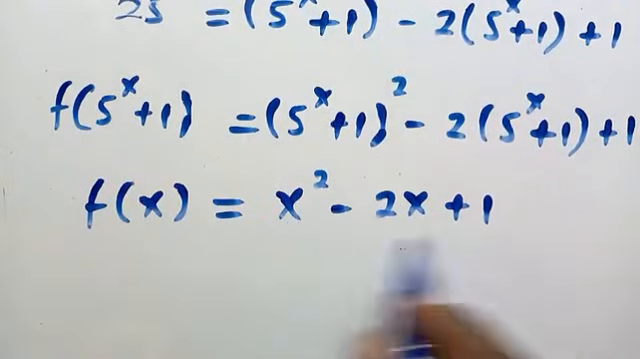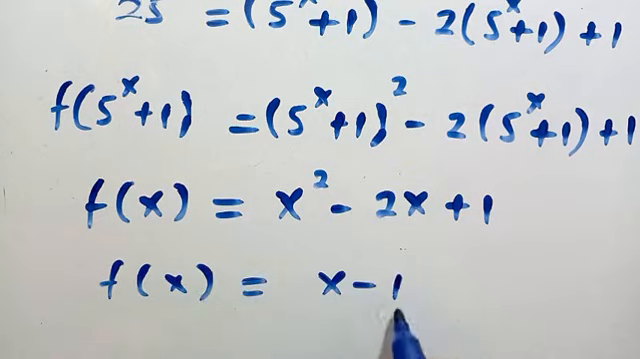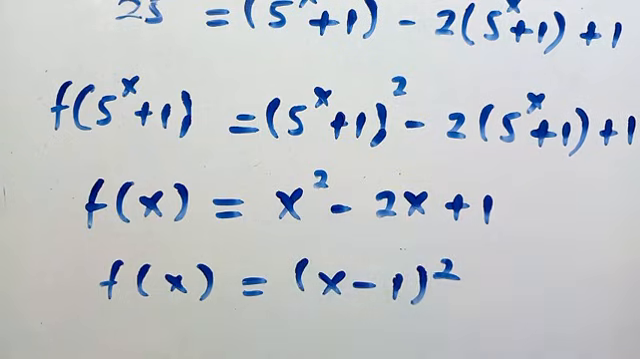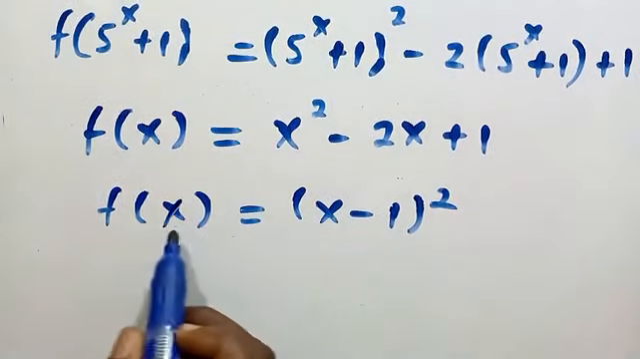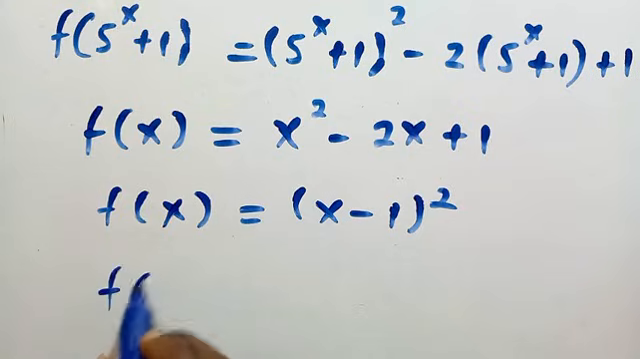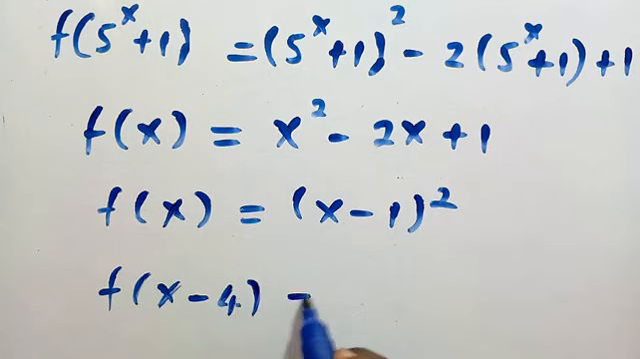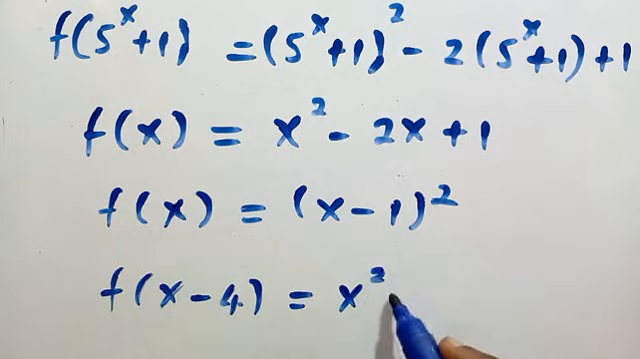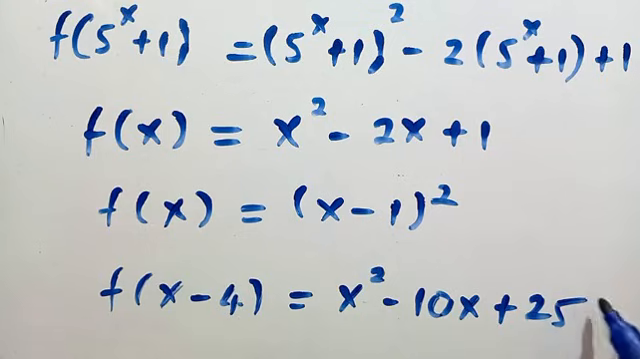And the whole of this one is the same thing as when we have f of x equals x minus 1 squared. So when we multiply this out 2 times, we are going to get x squared minus 2x plus 1. Then what is next for us is to change every x to x minus 4. And when we do that, we are going to have the result as f of x minus 4 equals what we have above in the question, x squared minus 10x plus 25.